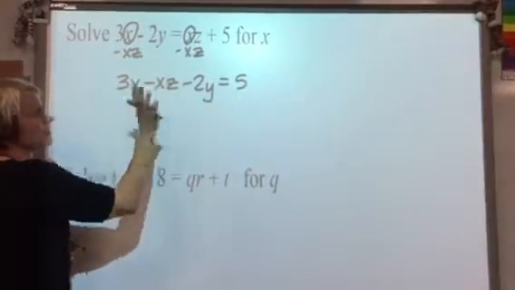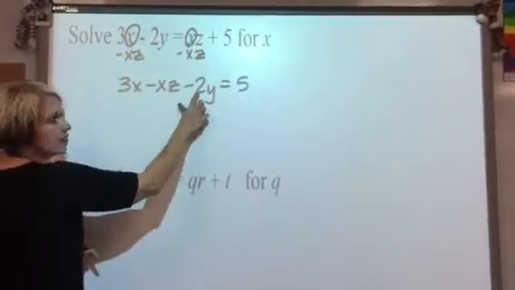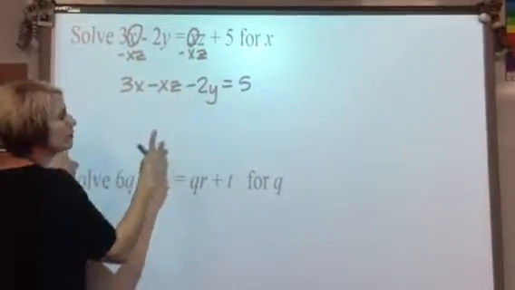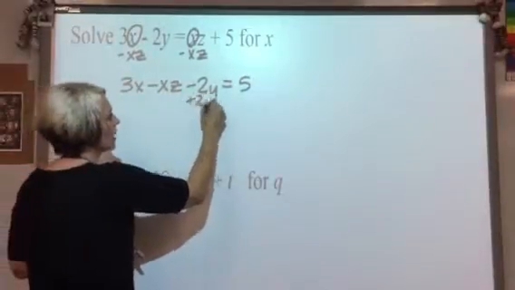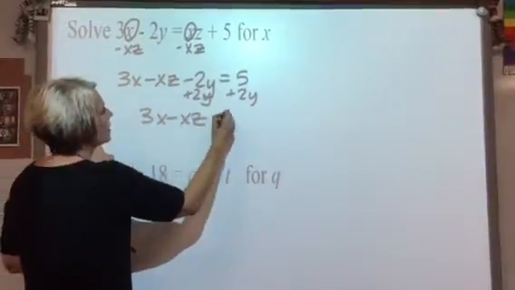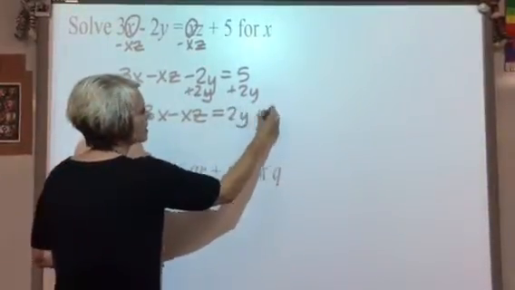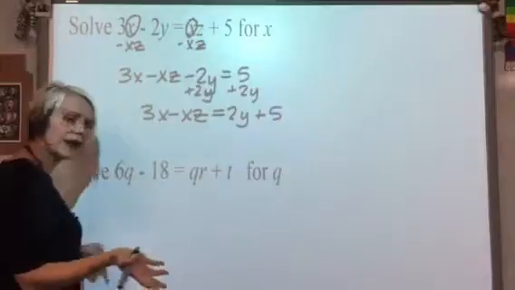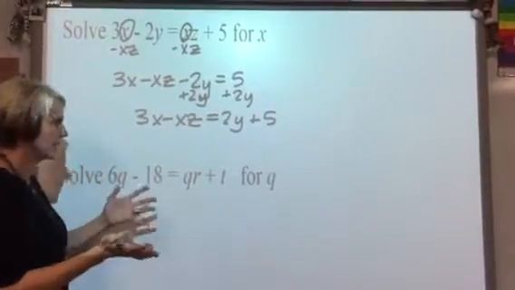Now I've got a ways to go here. My goal is to get x by itself. Can't do that yet. I need to get rid of this minus 2y. Inverse of subtracting 2y is adding 2y. So I have now 3x minus xz equals 2y plus 5. I chose to do 2y plus 5. You could have 5 plus 2y, same thing.